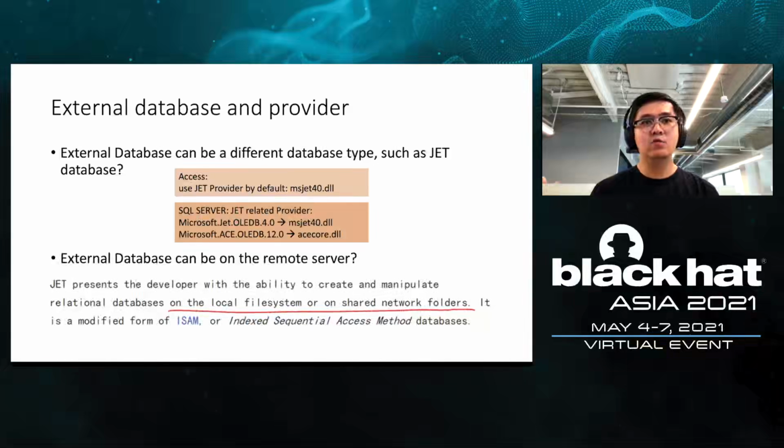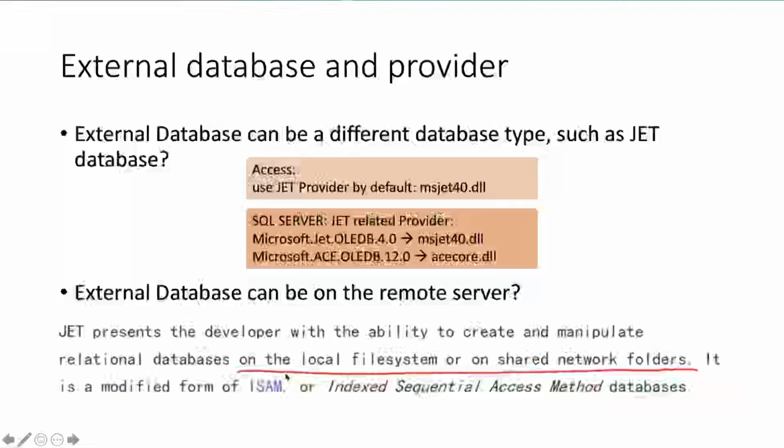Assigning the provider and using MS Jet to do cross-database queries in Access and SQL Server is not enough. If the external database can be on a remote server, that will be a very powerful capability, since the attackers can control the database file remotely. In the documentation, we see both the local file system and shared network folders are supported.